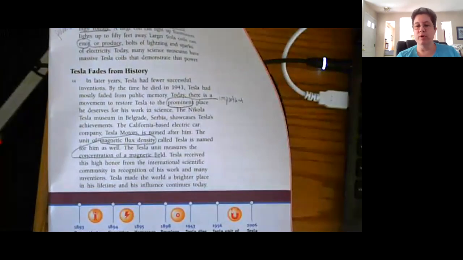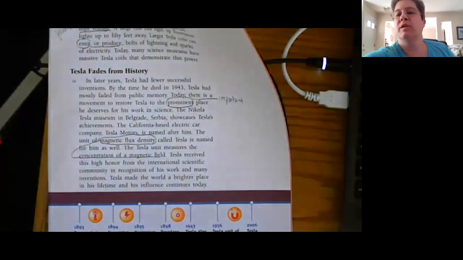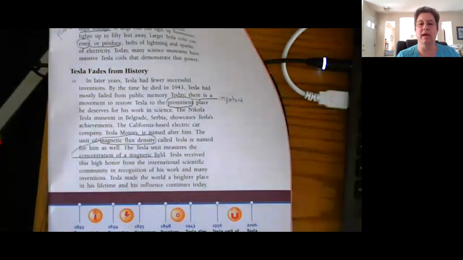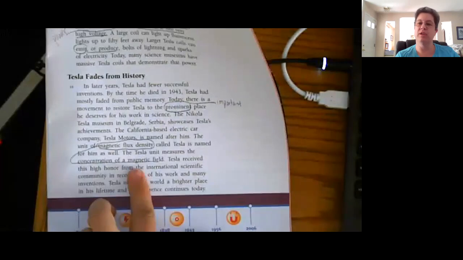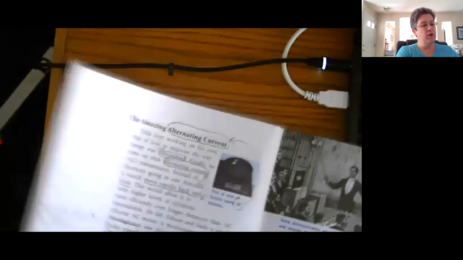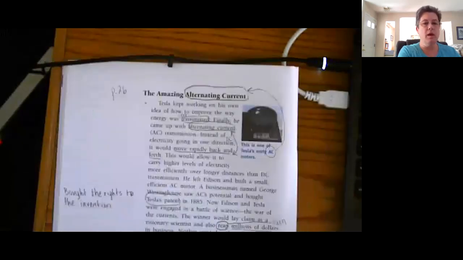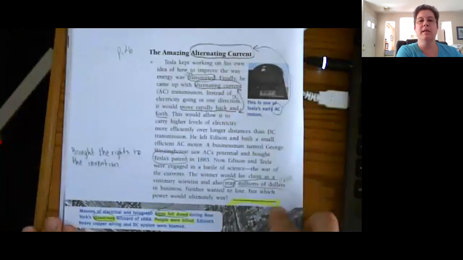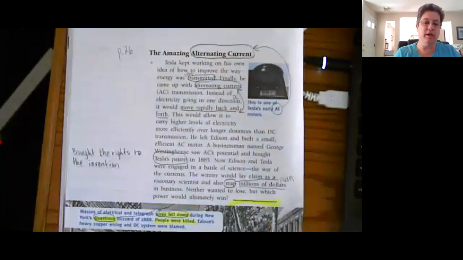Now that we've finished our first read, we will go back and underline or highlight some key details. I'm going to use a highlighter for these key details because I've done quite a bit of underlining in finding definitions for our words. So let's turn back to paragraph 9. So the title of this first section is called The Amazing Alternating Current. So we are looking for key details that tell us about alternating current.